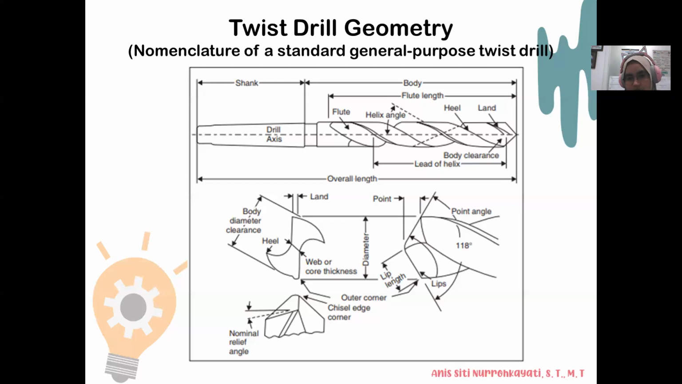For example, the function of body clearance. This is the body clearance. It is that portion of the body surface reduced in diameter to provide diametric clearance. Then the helix angle. The helix angle is the angle between the leading edge of the land and the drill axis.